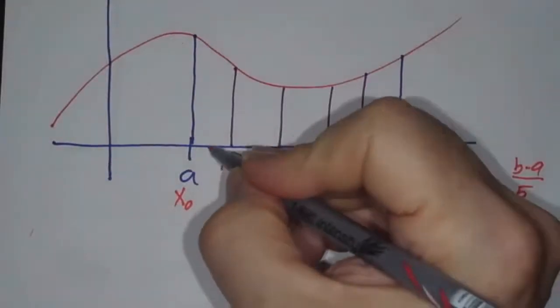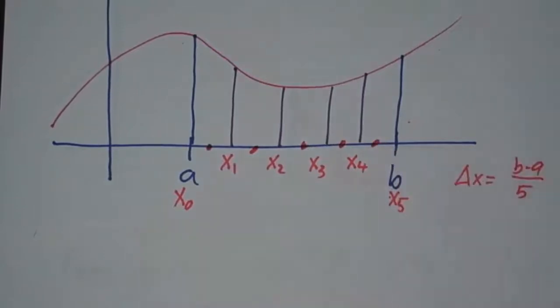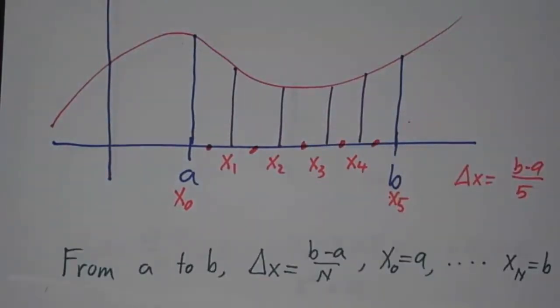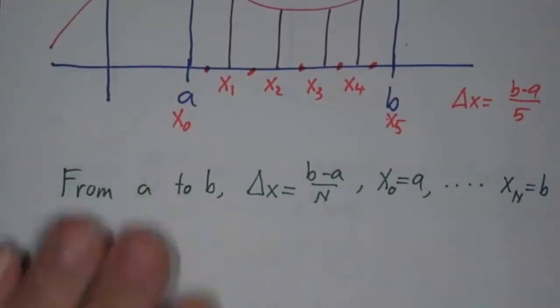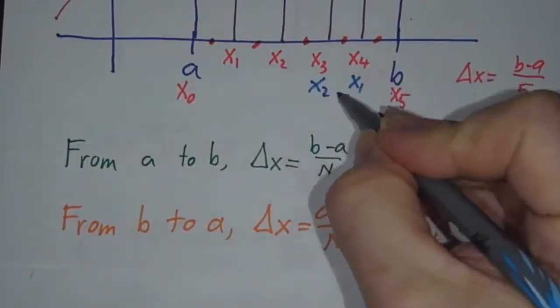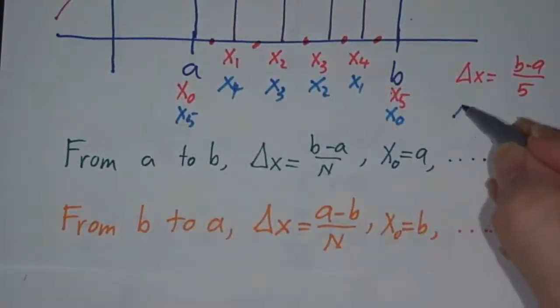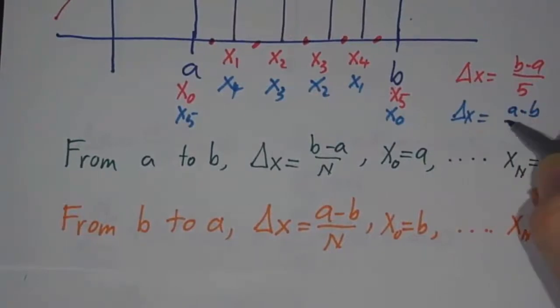And then you might pick a point from the first interval, a point from the second interval, a point from the third interval, a point from the fourth interval, a point from the fifth interval, and add up the function values at those points. Now, if you did it from B to A instead, then this is your x0, and this is your x1, and this is your x2, and this is your x3, and this is your x4, and this is your x5, and delta x is A minus B over 5.